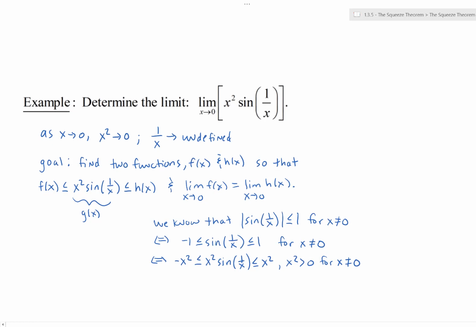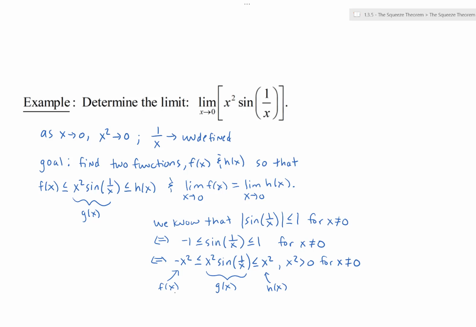So now we've got these three functions. Here's our function of consideration, call it g of x. Think of x squared as h of x, and think of negative x squared as our f of x. So we've got this function that we're taking the limit of, x squared sine of 1 over x, and it is trapped in between these other two functions, negative x squared and x squared. So that part of the Squeeze Theorem is satisfied. The question now is, does that other part hold: the limit as x goes to 0 of f of x and the limit as x goes to 0 of h of x, are those both the same limit?